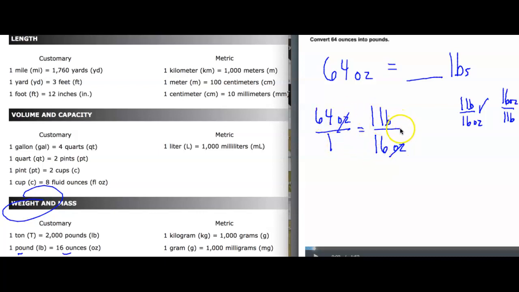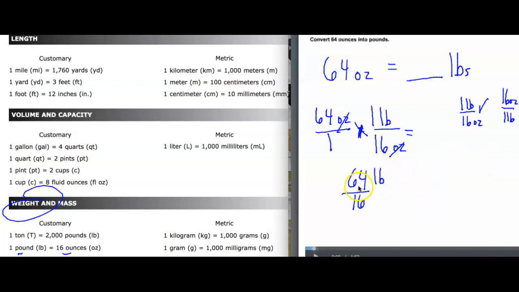So what is 64 times 1? Go ahead and answer that for me. Very good. And even though it looks like the number 11, that's actually LB. So 64 times 1 is 64. And what is 1 times 16? Excellent. That's 16. So now we have to convert this improper fraction of 64 sixteenths of pounds so that we have a mixed number in the most simplified form.